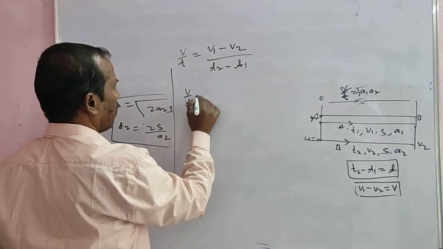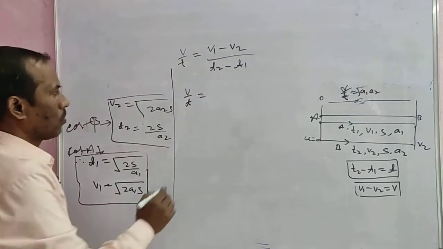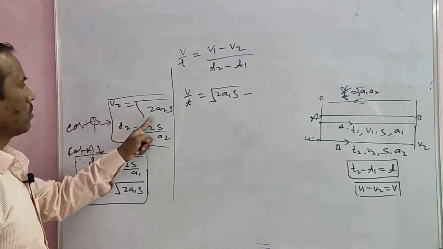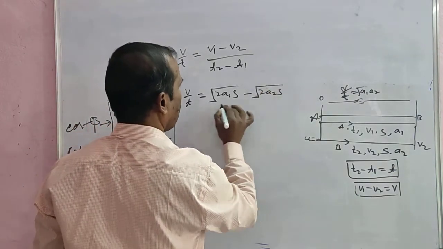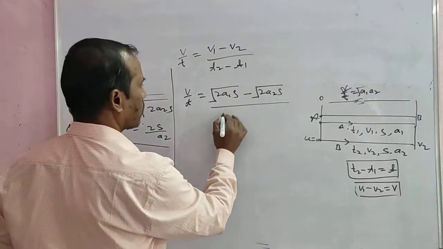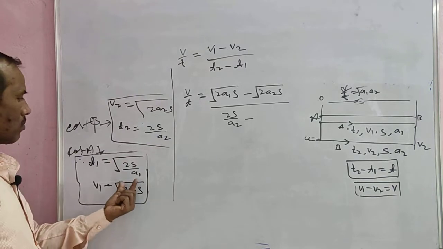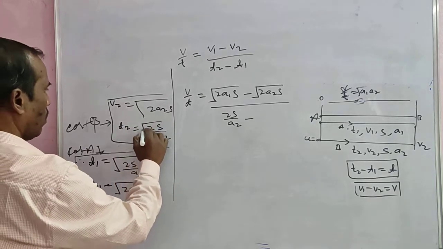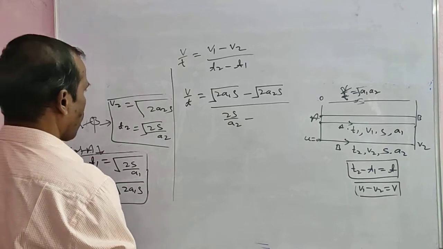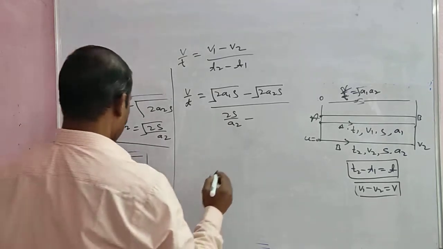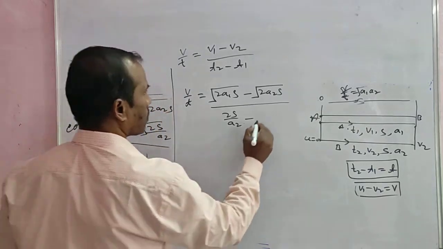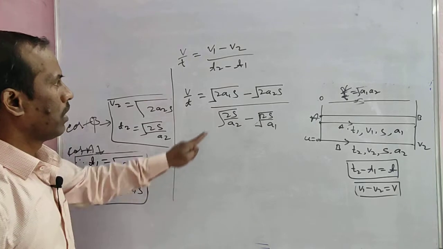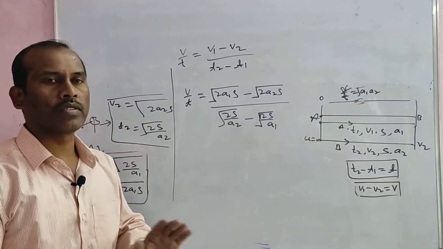Now delta v by delta t is equal to v1, which is under root of 2 a1 s, minus v2, which is under root of 2 a2 s, divided by t2, which is under root of 2s by a2, minus t1, which is under root of 2s by a1. In these terms, under root 2s is common.